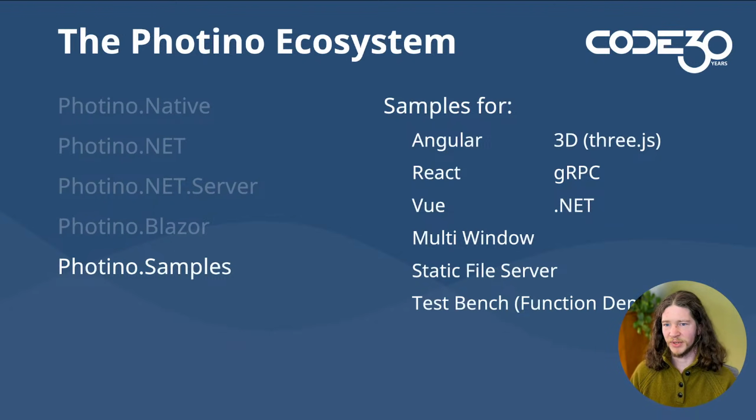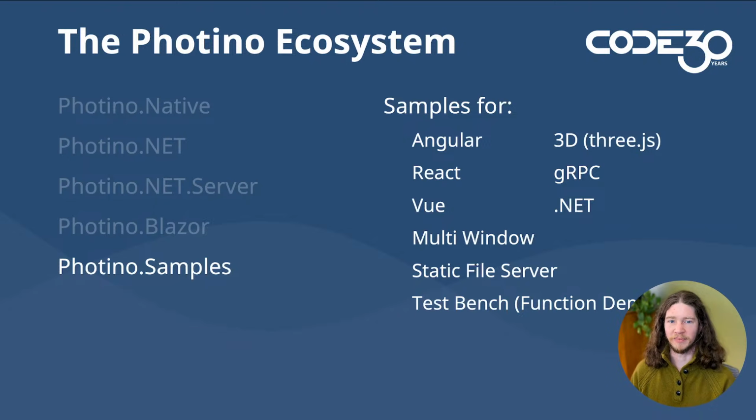And lastly, this is not a NuGet package, but definitely worth mentioning. On our GitHub page, you will find a photino.samples repository that gives you a starting point for your own projects. And you can use either Angular, React, Vue. There's demonstrations for how to use multi-window applications, how to use that static file server. And then down there, you also see the test bench, which is a sample application that shows off all the different functionalities that you can use and how to use them.